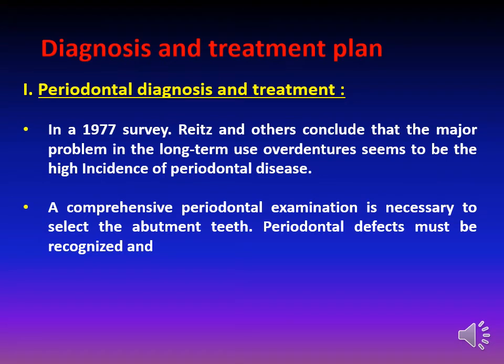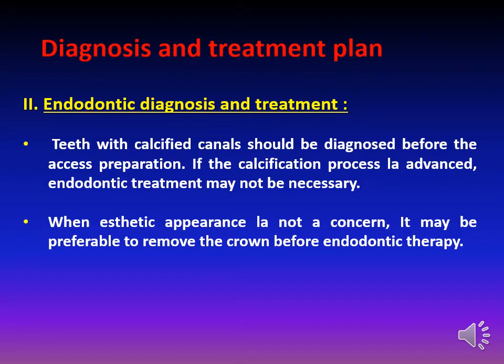Diagnosis and treatment plan, periodontal diagnosis and treatment. In the long-term use of overdenture there seems to be a high incidence of periodontal disease. A comprehensive periodontal examination is necessary to select the abutment teeth. Periodontal defects must be recognized and treated. Teeth with a calcified canal should be diagnosed before the access preparation. The aesthetic is very important.